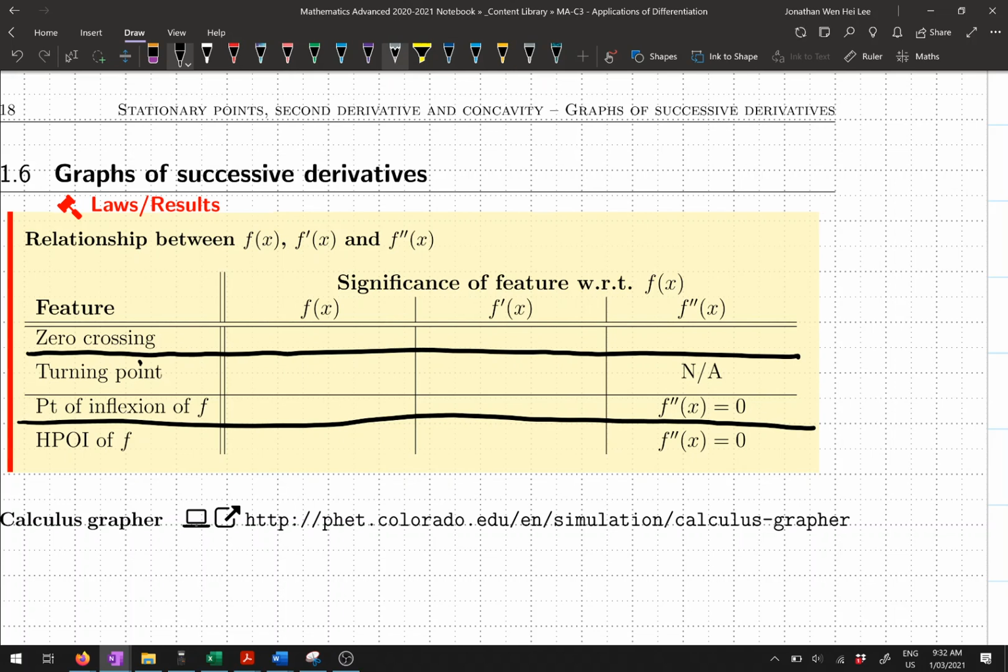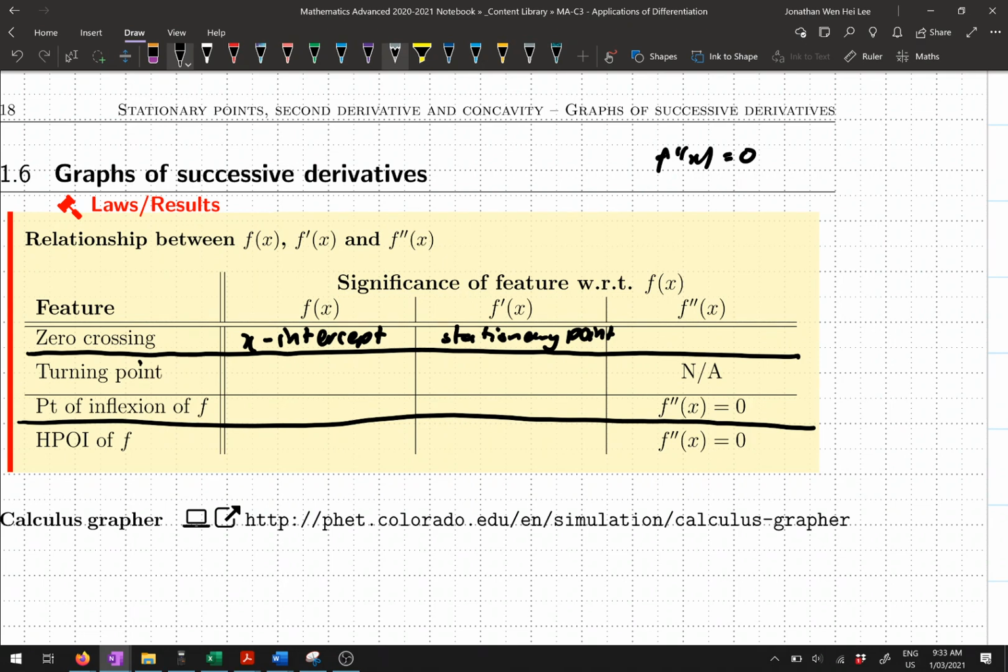What we're trying to do here is identify what these points look like on a graph of f of x. So a 0 crossing on f of x is an x-intercept. If I have a 0 crossing on my original function f of x, that means I have an x-intercept. Now if I have a 0 crossing on my f dash x, so f dash x is equal to 0, what does that mean for my original function? What does that look like? Stationary point. So here, this is a stationary point.